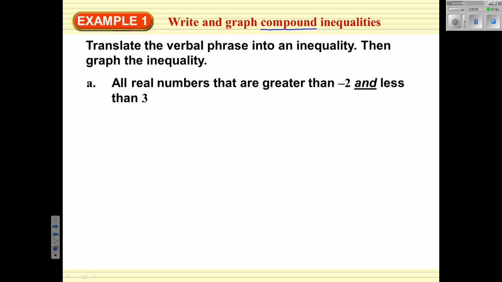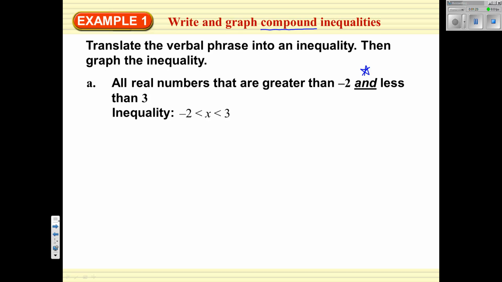Okay, so that word and right here, you should star that. That means it has to follow both items. If you see the word and, it has to basically fall under both categories. Okay, all real numbers that are greater than, sorry, I said 2 first, but negative 2. All real numbers that are greater than negative 2 and less than 3.